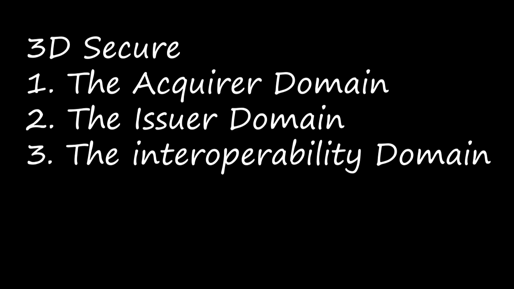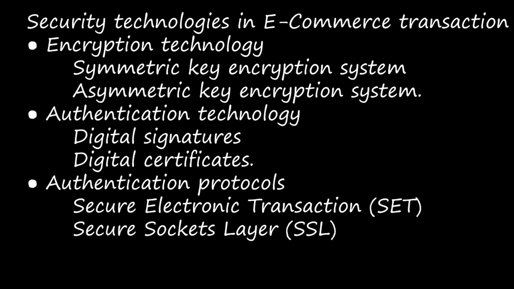So we have seen about Secure Sockets Layer and Secure Electronic Transaction, which are authentication protocols, and before that we have seen about digital signature and digital certification, which is authentication technology, right? Before that we have seen about security technologies in e-commerce interaction, that is encryption technology. It has symmetric key encryption and asymmetric key encryption, that is public key encryption, right? So we have got a clear idea about the security systems in e-commerce. Make sure you read this chapter before moving on to the next chapter, right?